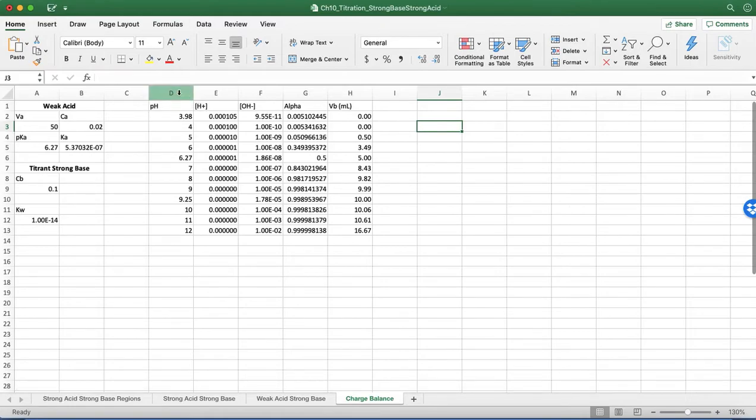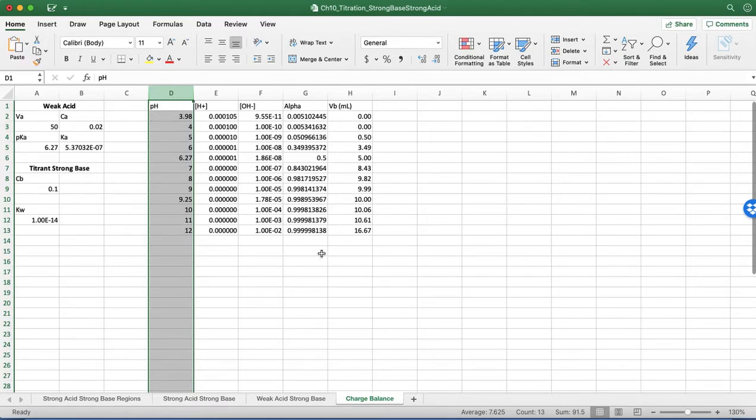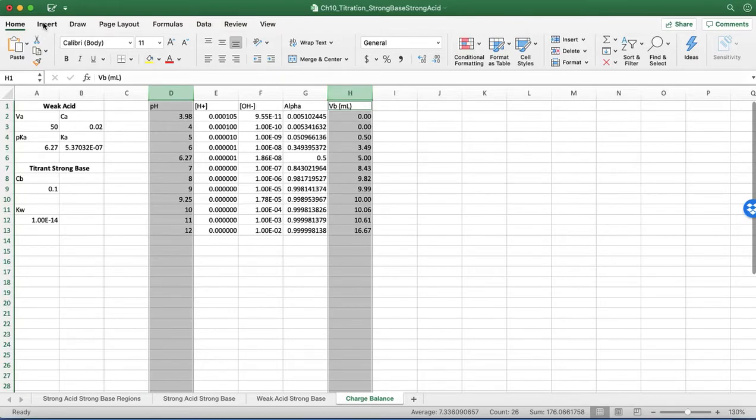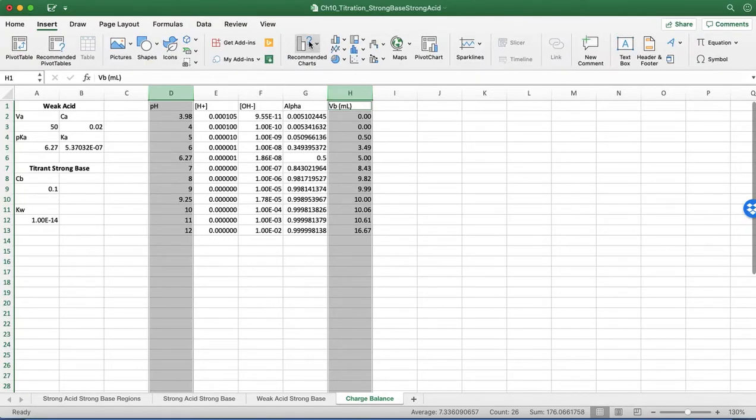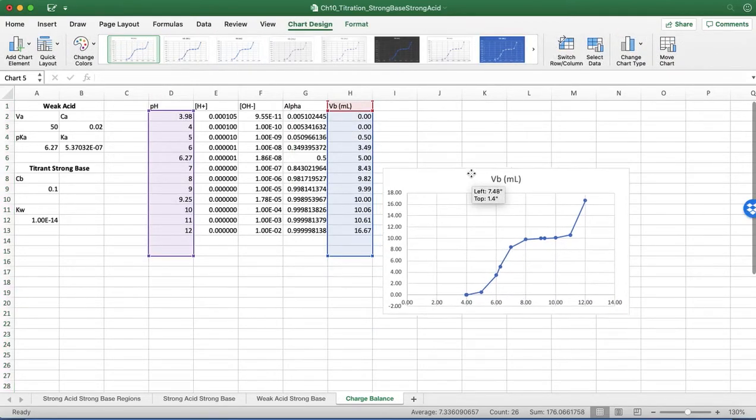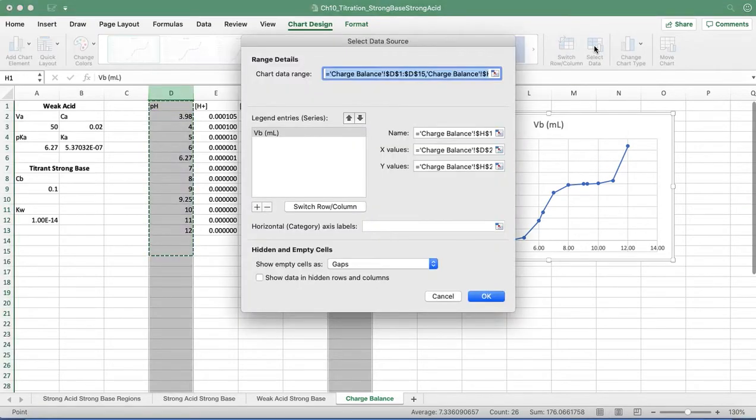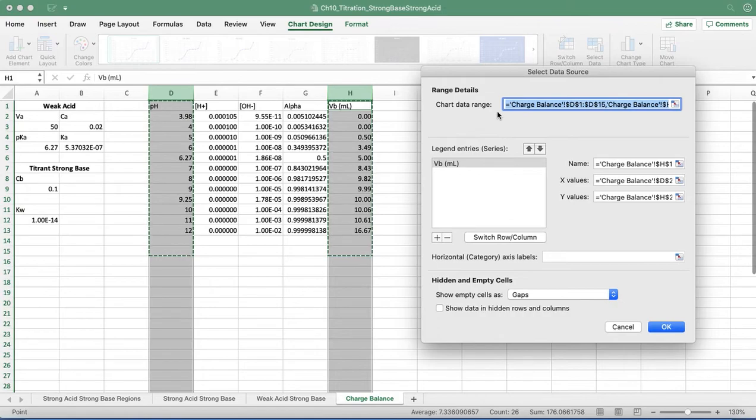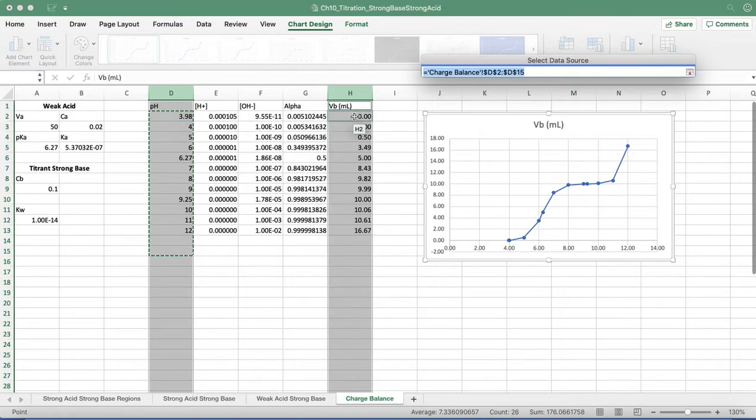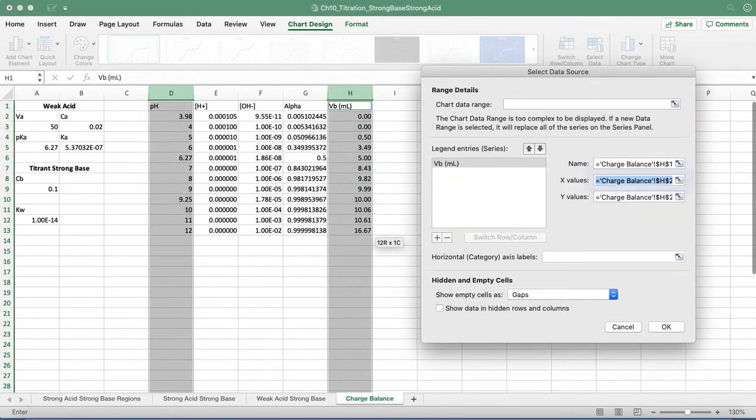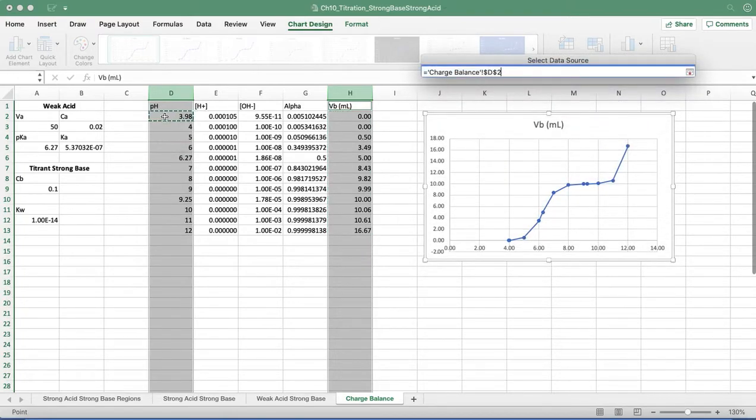We're going to do this the same as we normally would, except remember we want volume as the x-axis and pH as the y-axis. If we set it up like we normally would, we highlight both columns and insert chart. It works left to right, so it's going to think we want pH on the x. We need to switch this. We go to select data. Here you can see the data range is these two columns, but we want to switch the x values to these, and the y values to be column D, pH.